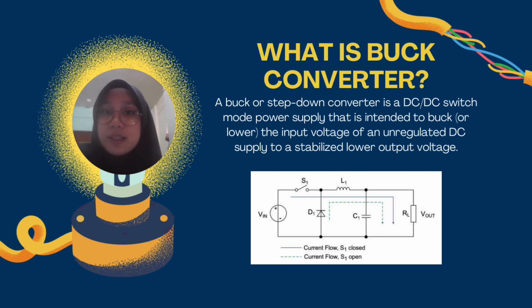So buck converter is a DC-DC switch mode power supply that is intended to lower the input voltage of an unregulated DC supply in order to stabilize lower output voltage. As you can see, the simplified circuit diagram in the slide shows how current flows through the circuit during a switching event of a buck converter.